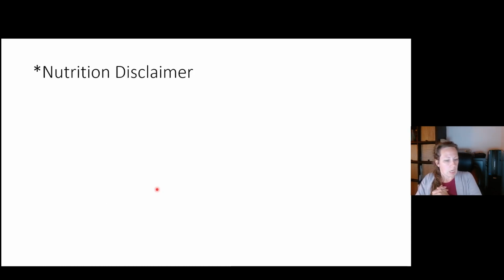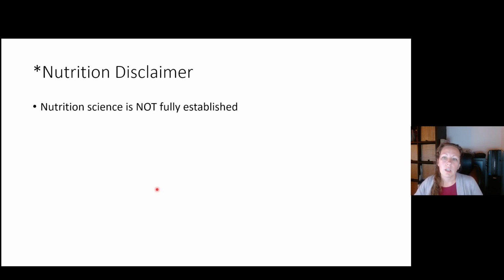Now, here's a big disclaimer. I'm not a fan of this book with nutrition. We do not fully understand the science of nutrition like we do many other sciences, like some basic chemistry, where it's proven so well you can count it pretty much as fact.